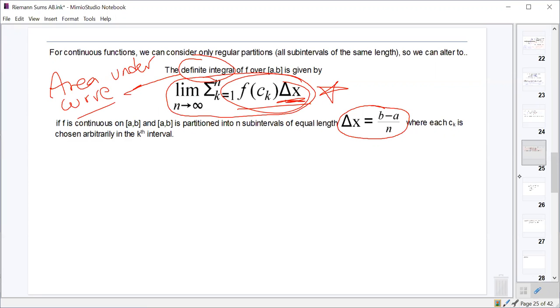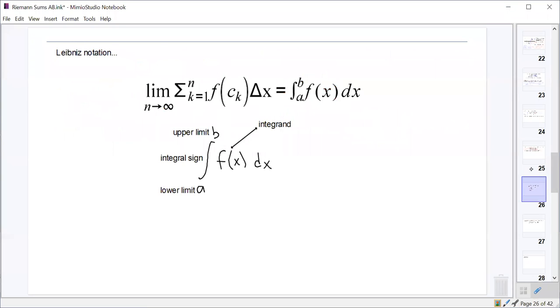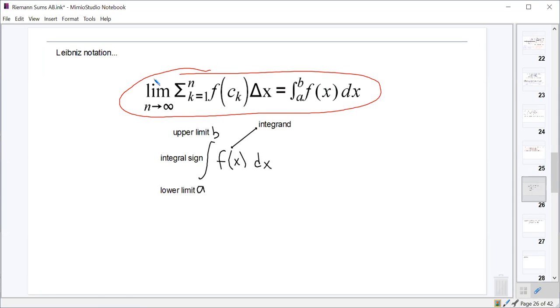And so this limit can be equated to this other notation that I was using earlier today, where I was just saying this means the area under the curve. Well, that's exactly what it means. It means the area under the curve from A to B, and it is equivalent to this limit and summation that we were just talking about.